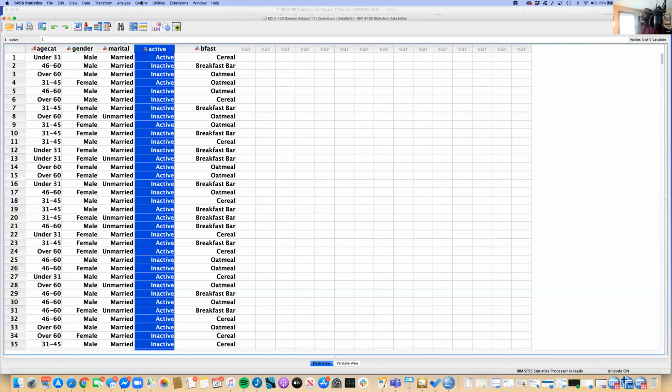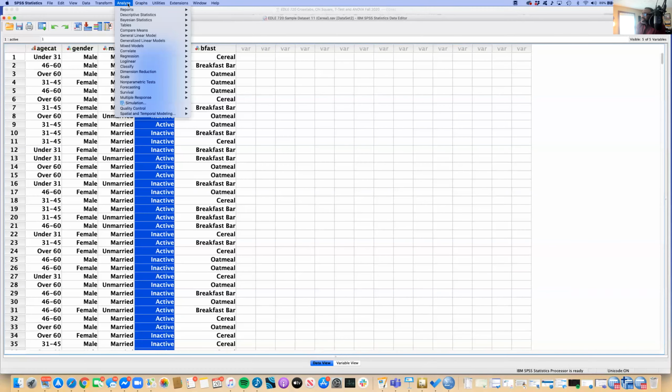Now, in general, we were interested to see whether there was a relationship between age category and the type of breakfast, right? I think that's what is most pertinent on everyone's minds: the relationship between who eats cereal or oatmeal or breakfast bar. So what we're going to do is go to analyze.